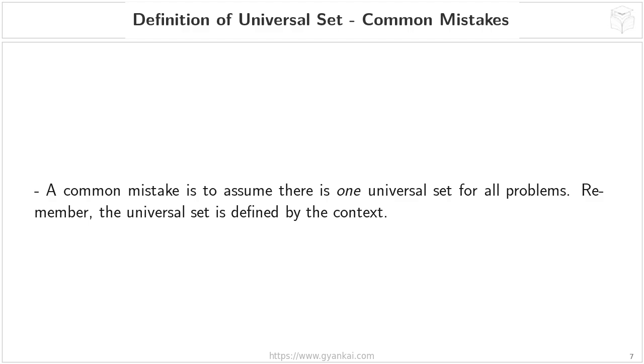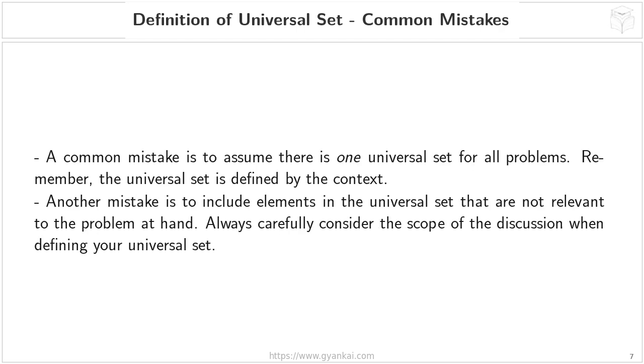Definition of universal set common mistakes. So the first common mistake is to assume there's just one universal set that applies to every problem. That's not how it works. Remember, as we've discussed throughout this tutorial, and especially on slides 2 and 3, the universal set is entirely defined by the context of the problem. If you're talking about the numbers 1 to 10, that's your universal set. If you're talking about vowels, that's your universal set. It changes depending on what you're focusing on. Don't try to force a single universal set onto every situation.